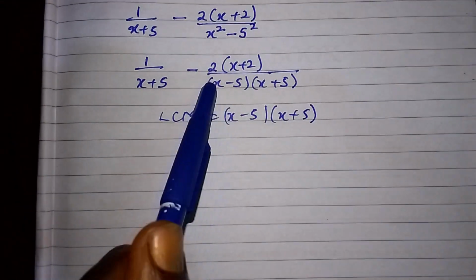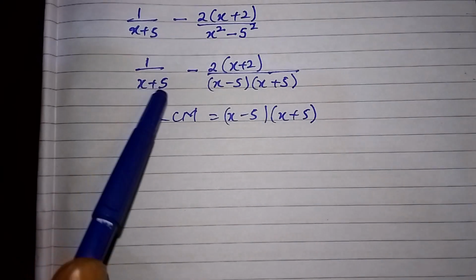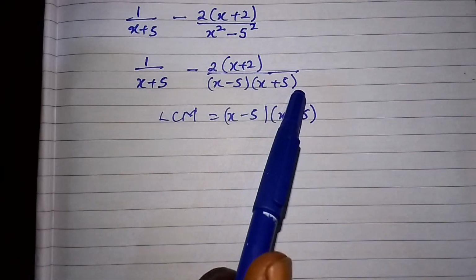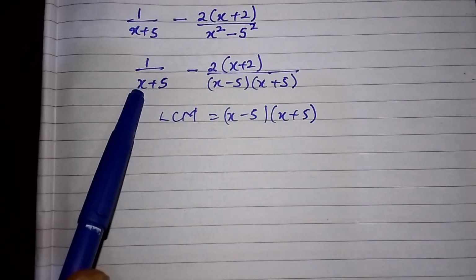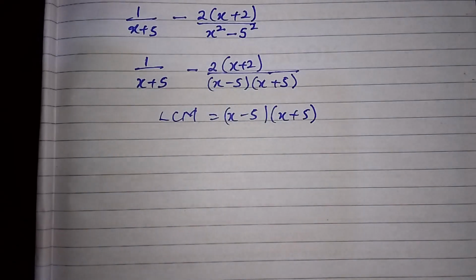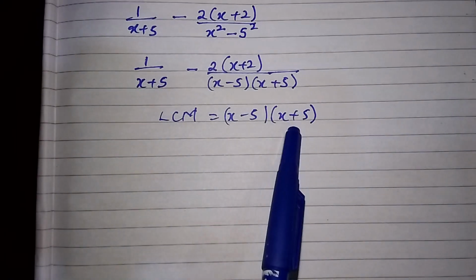So it's x minus 5, x plus 5 because there is x plus 5 here, there is x plus 5 here, which we are taking 1. There is x minus 5 here, there is none over here. But for algebraic fractions, just multiply the denominators and that will be the LCM. In a situation where the denominators are repeating itself, just take one of them. Don't consider the two. So here, x plus 5, we are just taking one of them.